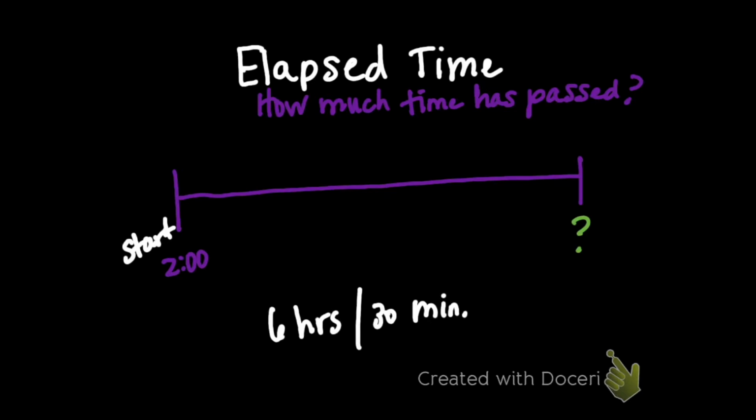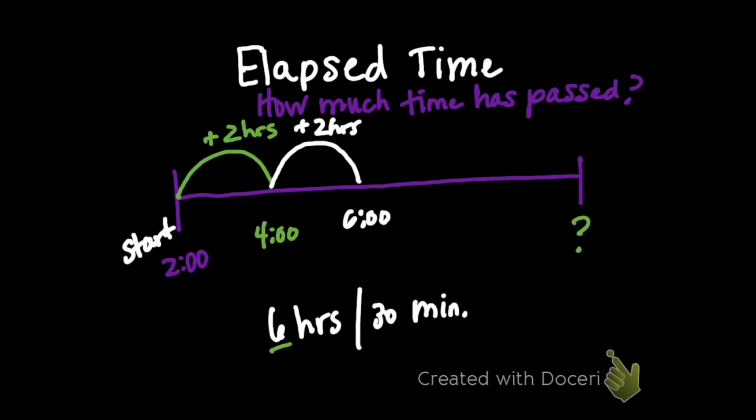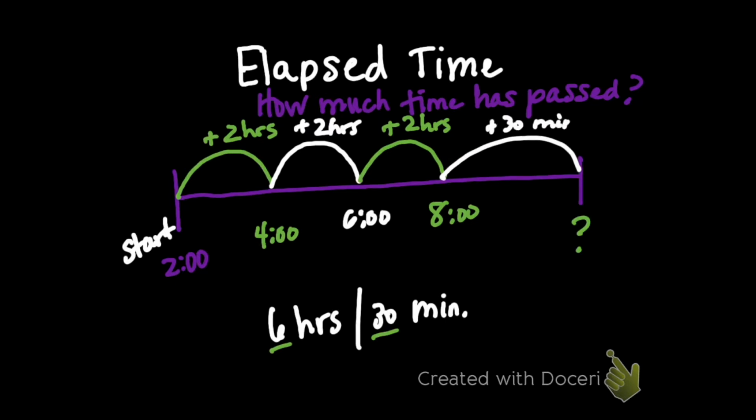Well, I like to start small. I could go 1 hour at a time for 6 hours, but I know that six can be broken up. So we can work from that. So 2 o'clock plus 2 hours is 4 o'clock, right? And 4 o'clock plus 2 more hours is 6 o'clock. We need 6 hours. Remember, we're only at 4. So we're going to go ahead and 2 more hours is 8 o'clock. And then the 30 minutes. So 8 plus 30 minutes, the time will be 8:30.